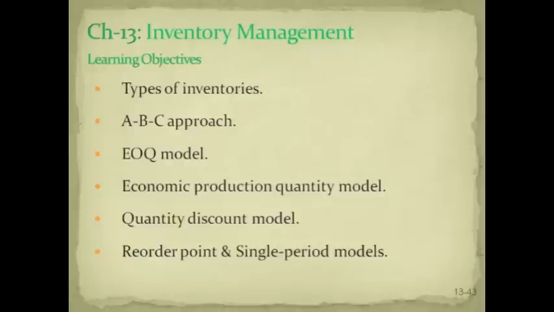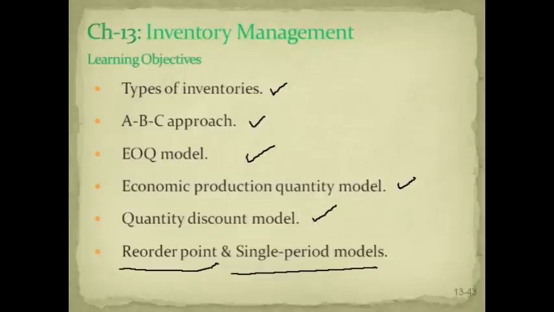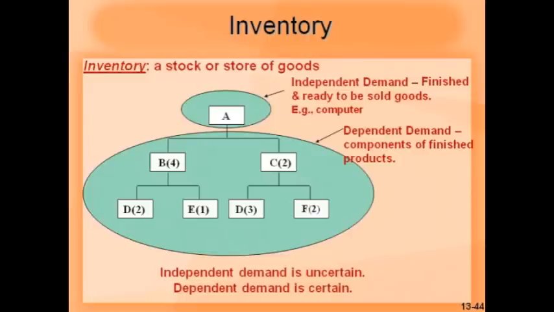Hi everyone. In this session, we'll cover types of inventories, and the ABC approach, which is basically used for classifying types of inventories into different categories. We'll also look at EOQ, which is the economic order quantity model, then the economic production quantity model, and third, quantity discount models. And we'll also look at two strategies: one is reorder point, and the other is single period models. So let's start with the next slide.